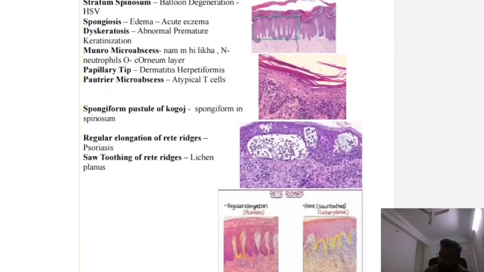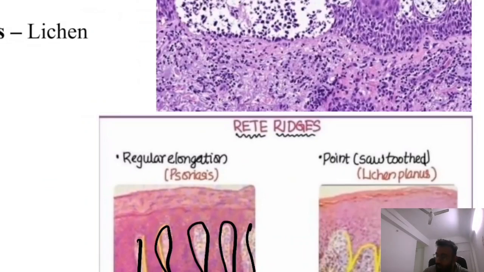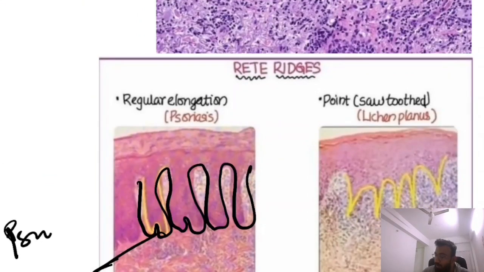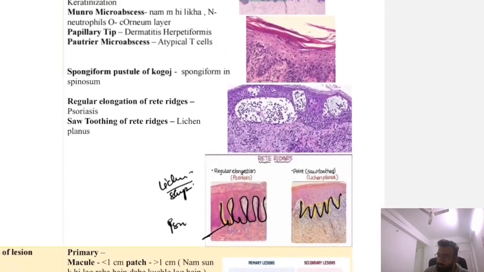Now, rete ridges. There is regular elongation. You can see this patient, this is regular elongation, so this is seen in psoriasis. And you can see lichen. Lichen sounds like it is sharp. So you can see these are short tooth ridges, sharp rete ridges. Okay, so this is the difference.